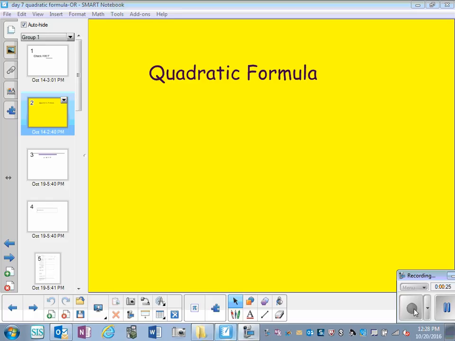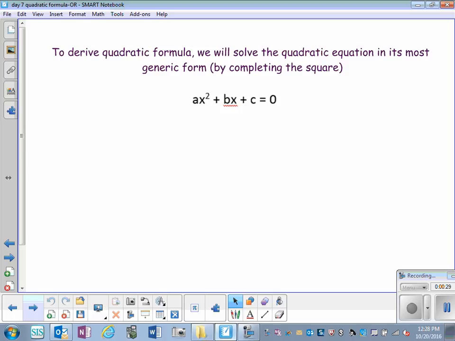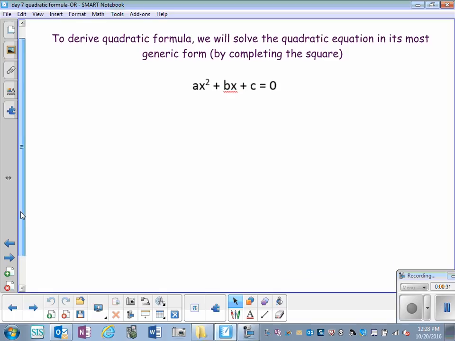is it works every single time. And you've also seen it before, so that's also good. Not new. What is new is that we are going to derive the formula today. Okay? So we will start with the quadratic equation in its most generic form, ax squared plus bx plus c, where a, b, and c can be any constant, any integer, any number. And we are going to solve this using the completing the square method.